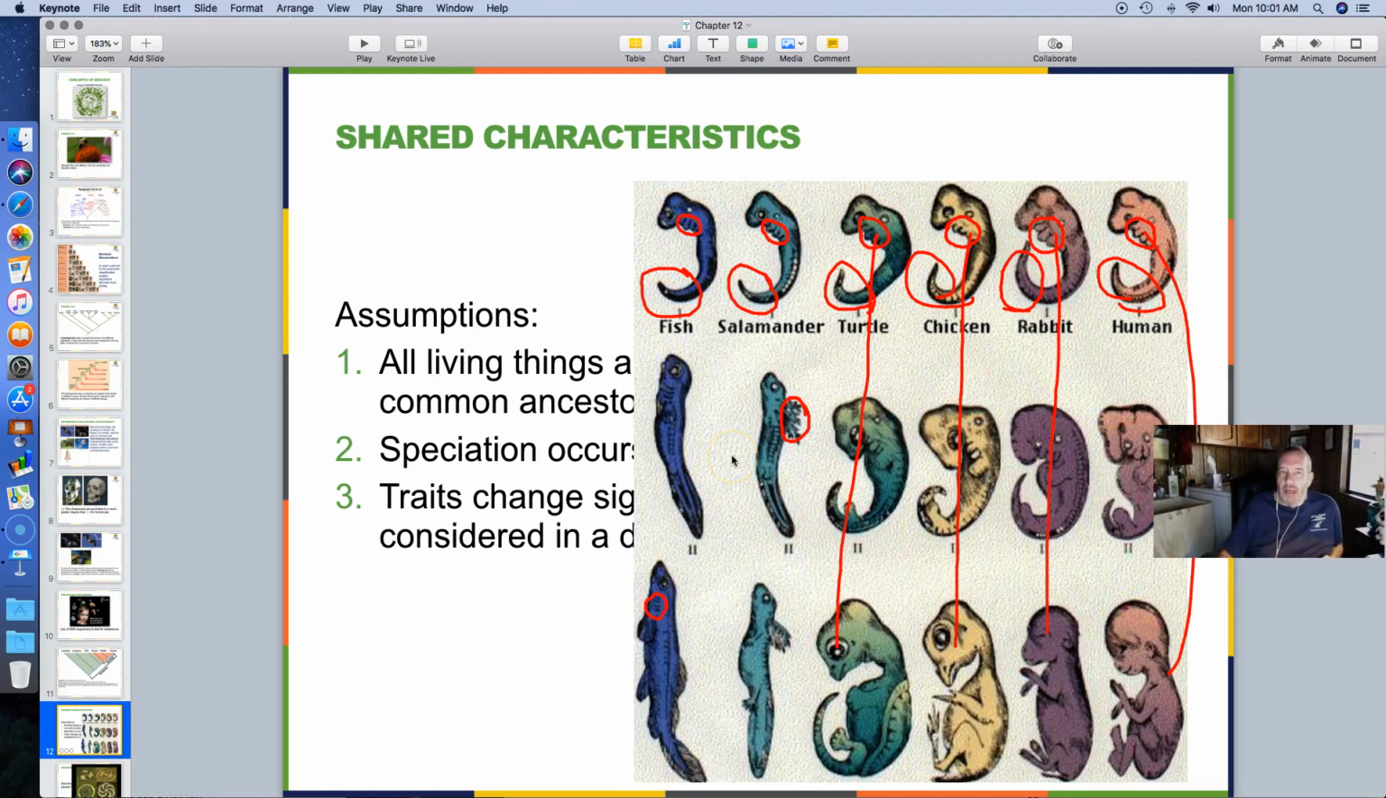As time goes on and as the embryo develops more and more, again, some of those characteristics go away because the adults don't need those traits any longer. Humans don't breathe water. We don't need tails anymore, so those features go away. But again, the fact that we have them as embryos for some stage of our life does indicate a common ancestor.